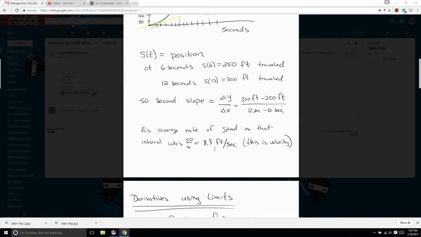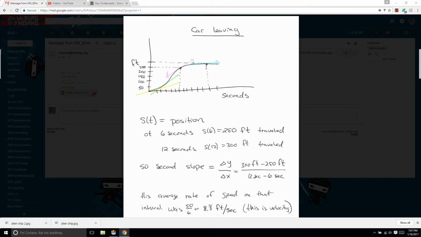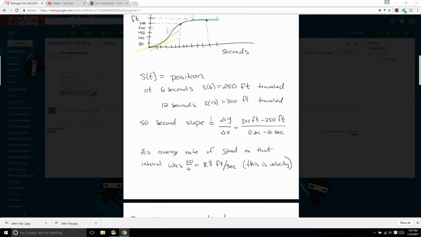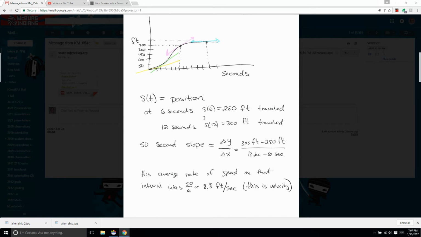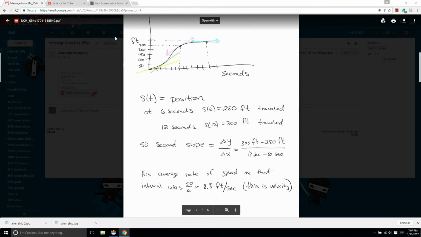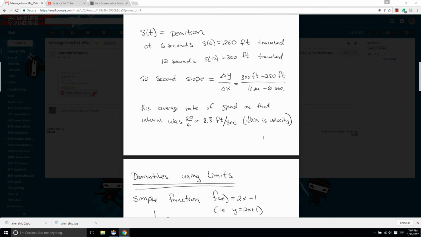So the velocity from this point, the average velocity from this point to this point is approximately 8.3 feet per second. And this would be a velocity. Again, remember that the y's measured in feet divided by the x's measured in seconds will give us a rate of change of some sort.